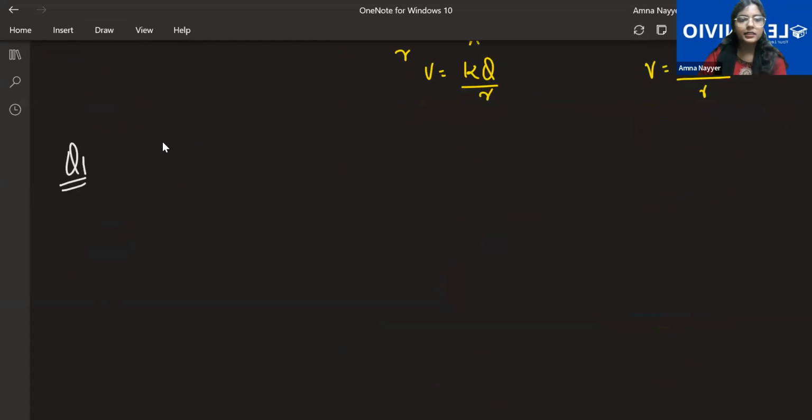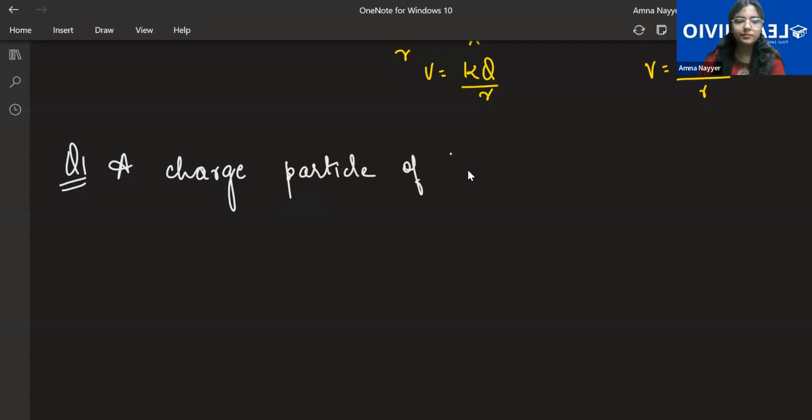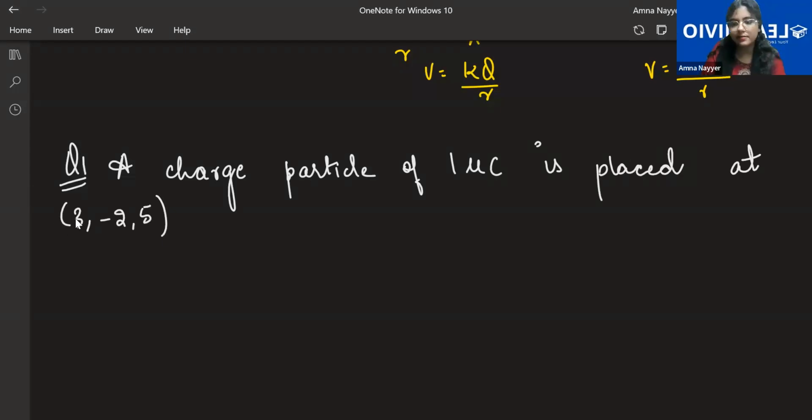See, a charged particle. Now, from potential, usually you have the questions along with electric field only. So a charged particle of 1 microcoulomb is placed at 3 comma minus 2 comma 5. So these are the coordinates. Coordinates of what? Position x, y, and z. So you have to convert it into i cap, j cap, k cap for solving. You have to find out electric field intensity and electric potential.